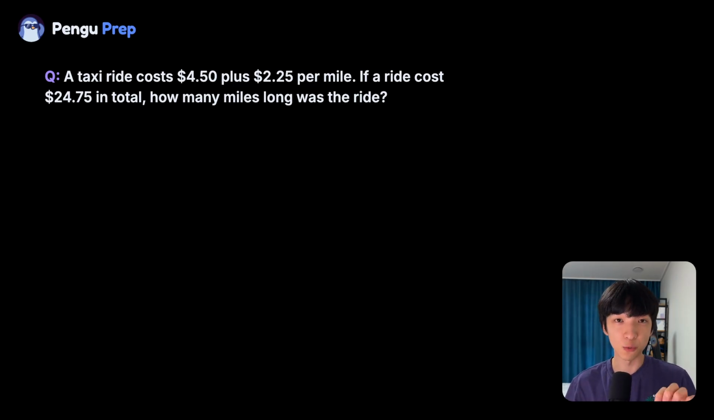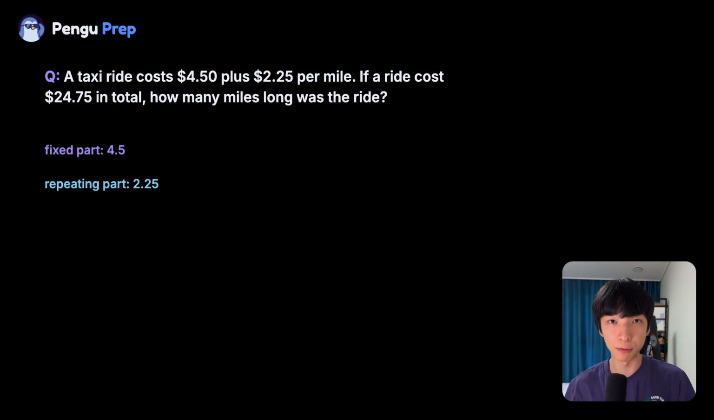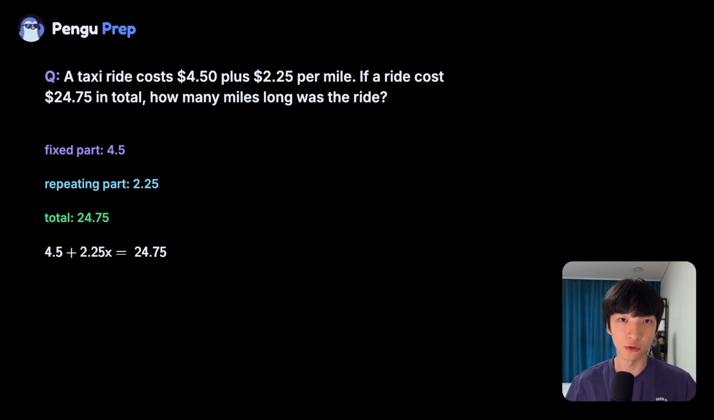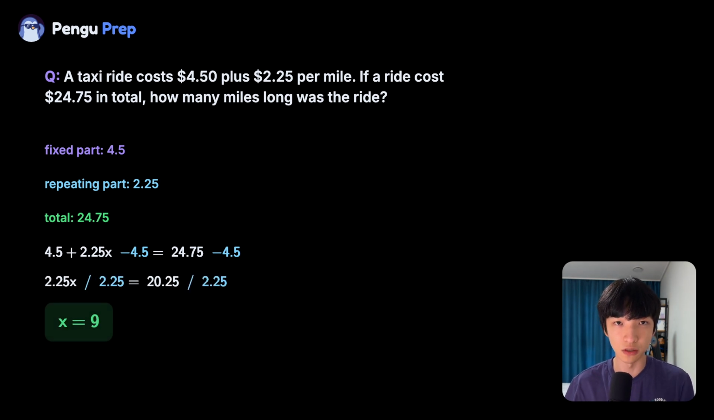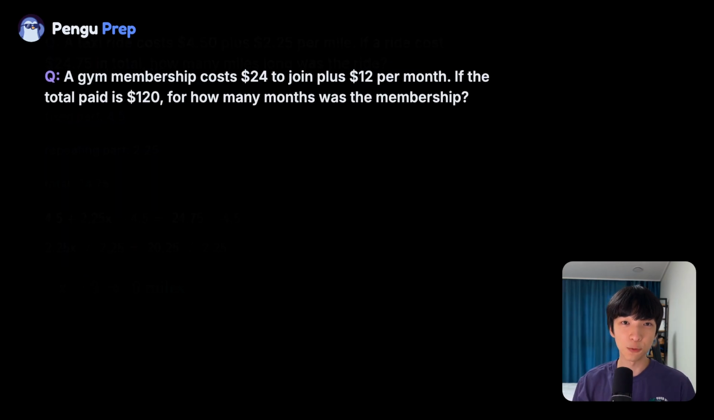Done? First, we're going to model the context with a linear equation. The fixed part is 4.5, the repeating part is 2.25, the total is 24.75, so our equation is 4.5 plus 2.25x equals 24.75. Then we simply solve the linear equation. We subtract 4.5, which gets 2.25x equals 20.25, and dividing by 2.25, we get x equals 9, so the answer is 9. The next one's essentially the same.